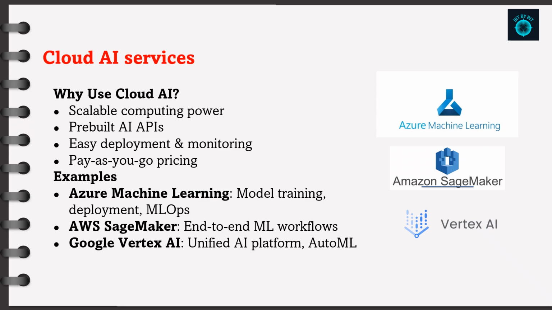Google Vertex AI is Google's unified AI platform. It combines AutoML, custom model training, and AI APIs under one roof, making it easy to go from data to deployed solution. Cloud AI services are especially useful for projects that require speed, scalability, and easy integration with existing business systems.